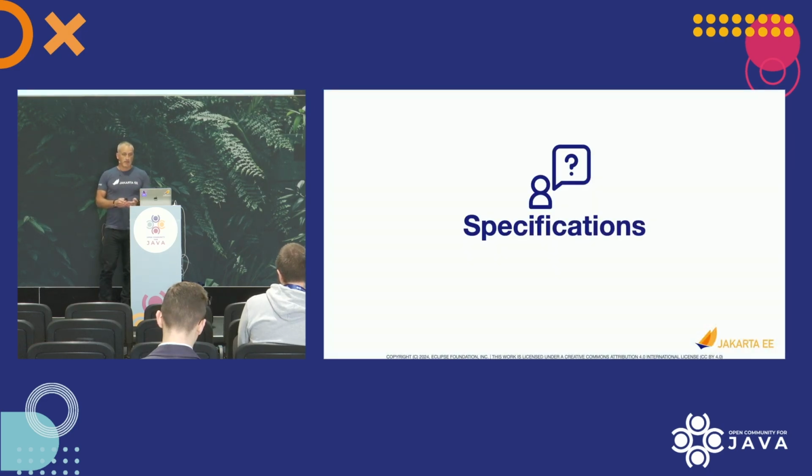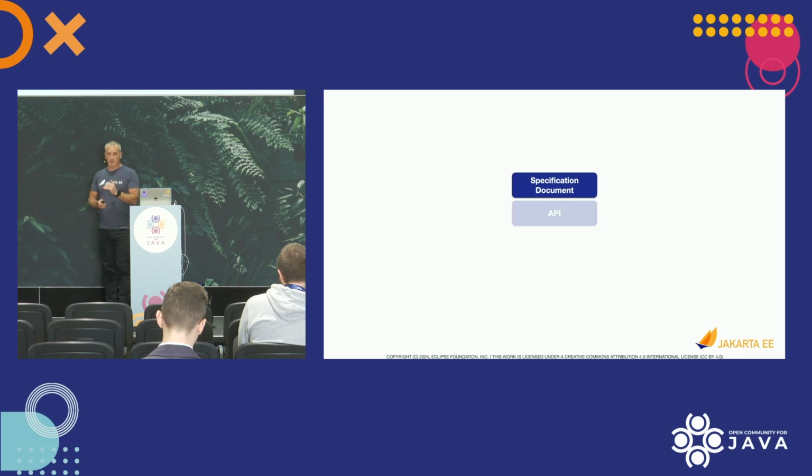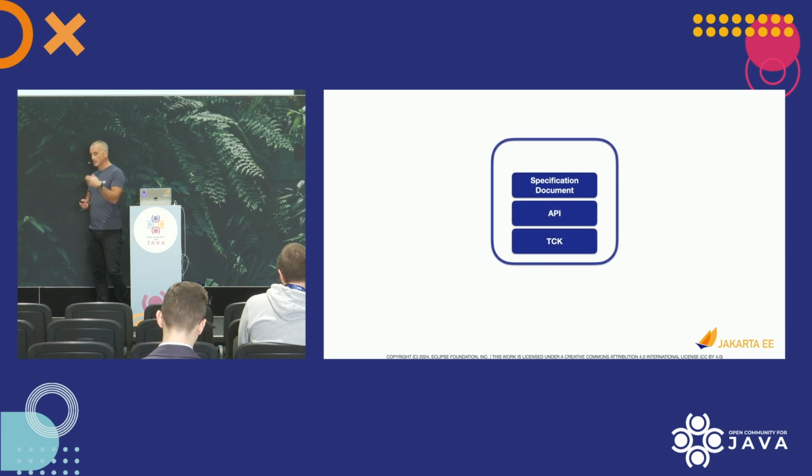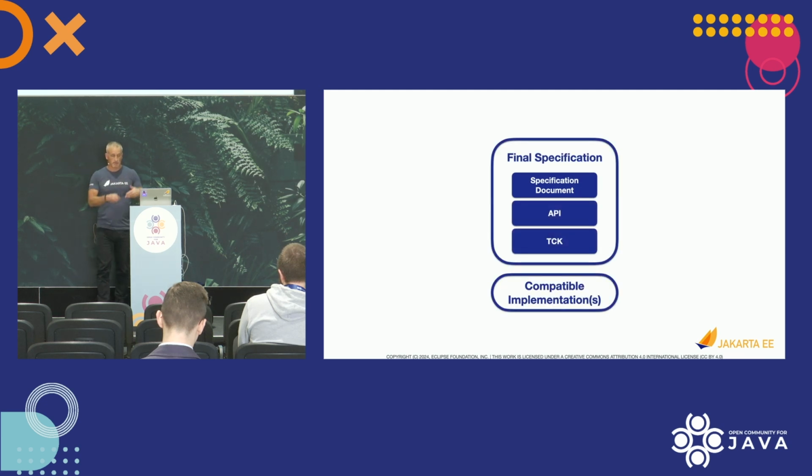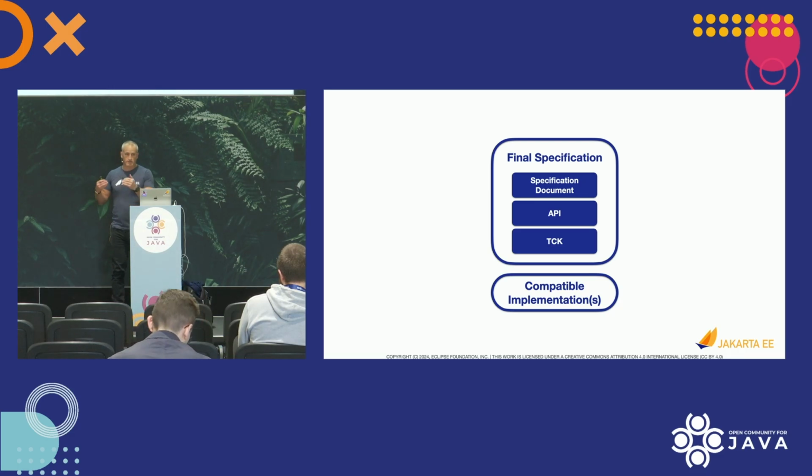And to talk about Jakarta EE, it is all about specifications. Like, Spring is a framework. Jakarta EE is about specifications. And a specification in Jakarta EE is a specification document, a human-readable text that you can find as a PDF or HTML. And it's an API that you will find in Maven Central that you would use as a developer. And it's a test compatibility kit, or a TCK, that we use to validate that an implementation fulfills the requirements of the specification. And once it passes the TCK, it's a compatible implementation.